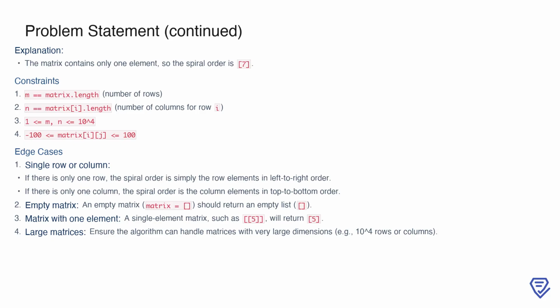If the matrix has only one row, the output will be the elements of that row in left to right order. If it has only one column, the output will be the elements of that column in top to bottom order. For an empty matrix, the output will be an empty list. Finally, single element matrices, like 5, will result in a single element list, 5. It's important to ensure the algorithm can handle very large matrices efficiently, given the constraints.